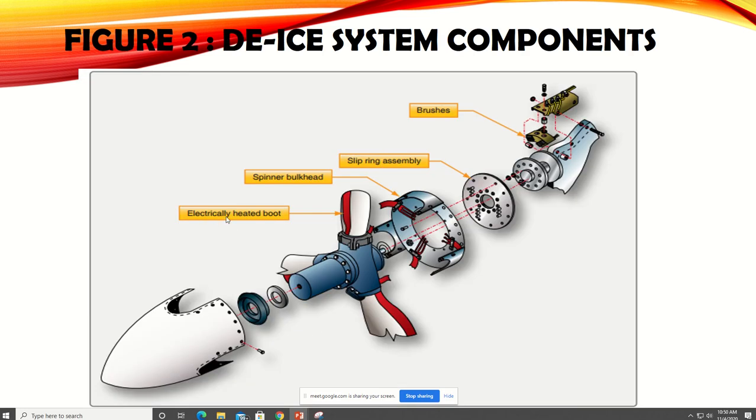Okay, electrically heated boot. Okay, this area has the heating element. Spinner bulkhead. Okay, you know this when you do the removal and installation. Then we have the slip ring assembly. This slip ring like this, this design. And then the brush. Okay, there are a number of brushes here attached to the electrical wiring here. Brush.